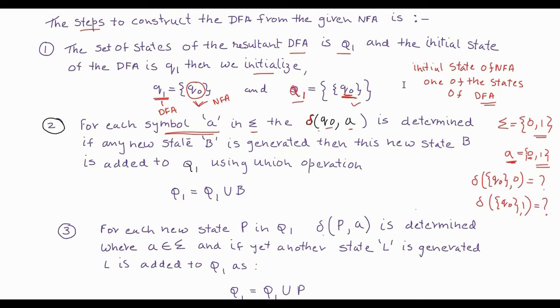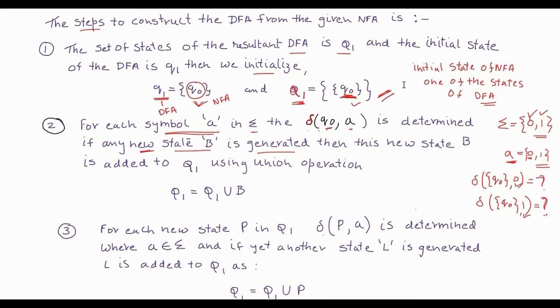So, what is q0? q0 is basically the initial state of the NFA, that is surely one of the states of the DFA. Initially we will only know about this one state. So we find out the transition of state q0 on a, where a is representative of each input symbol: first on 0, then on 1. Now, if any new state B is generated, that is, if the resultant state is new, what does new mean? New means it is not already present in this Q1.